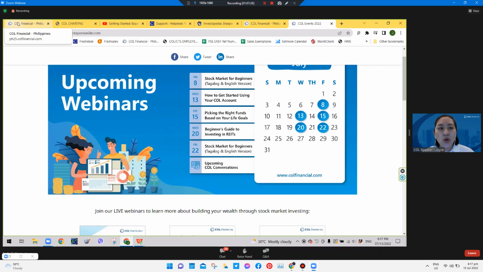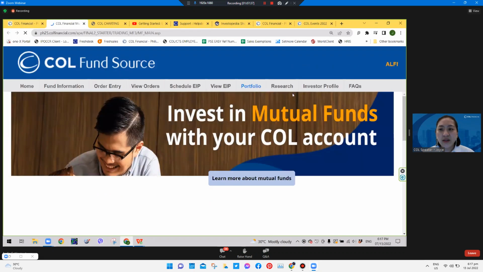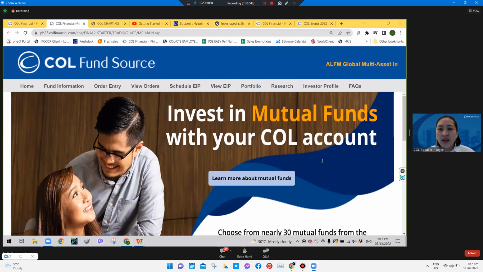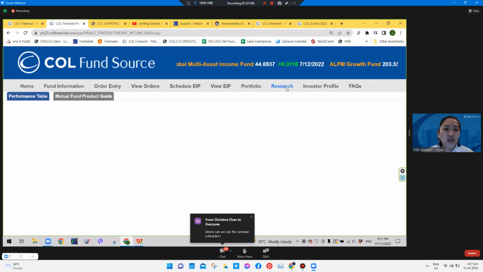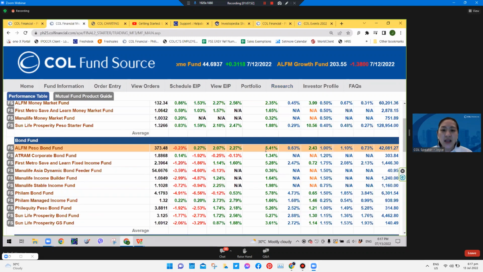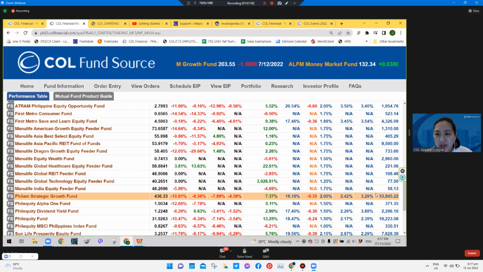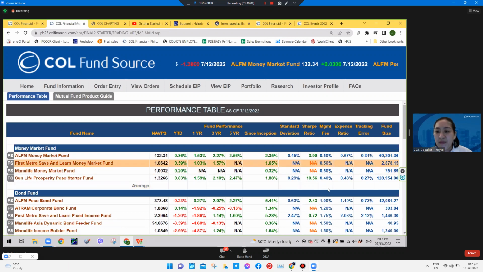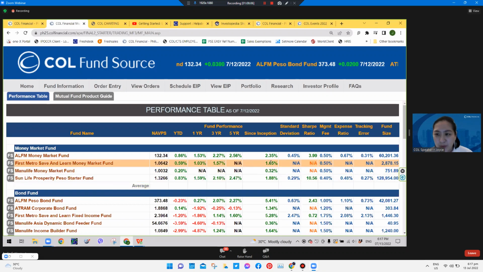For those who also like to learn more about mutual funds, I would suggest jumpstarting it by going to your COL account and clicking mutual fund here. On the mutual fund section, the first thing you have to learn is this research portion. For me, the research tab is always the first one to do, because here it will show you all the mutual funds that we have, and their performance as well. I like to take a look at the fees as well, so that you can choose which fund has the lowest fees and the best return for you.